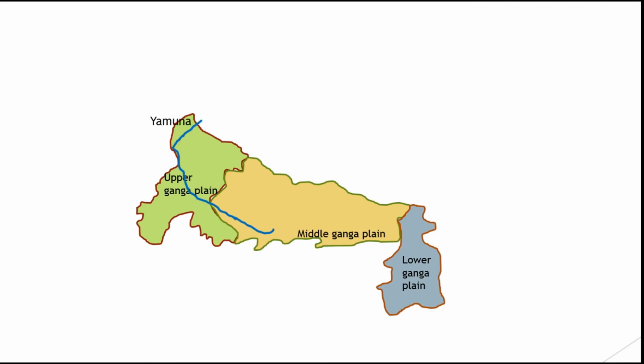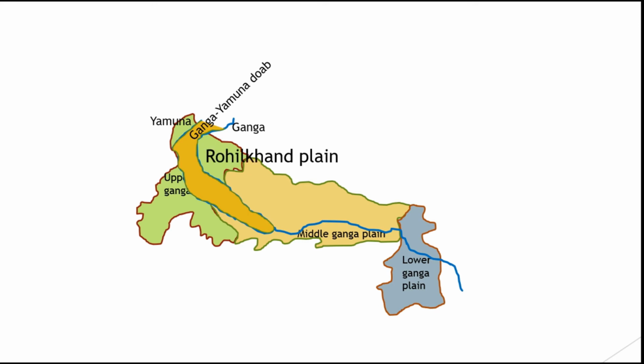The major rivers draining through this area are the river Yamuna and the river Ganga. The western part of this plain consists of comparatively higher Ganga-Yamuna Doab. East of this Doab are low-lying Rohilkhand plains which merge into the Oudh plains further east.